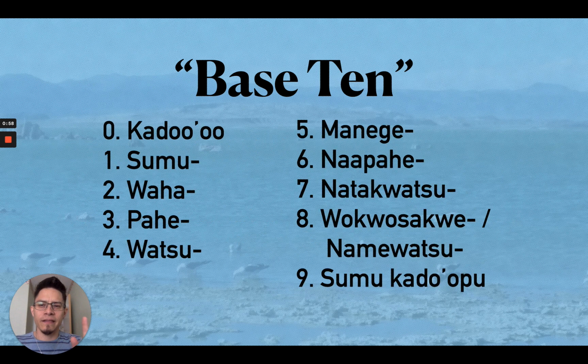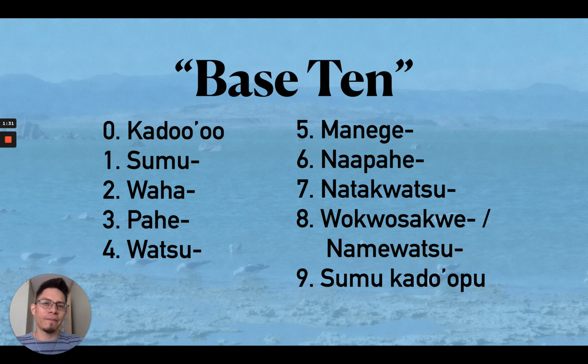But first, the base roots are what you see here, and I've already shown these in previous lessons. These are the base root numbers. Karu is just the word for 0, and then you have seme, waha, pahi, watse, manigi, na pahi, na takwatse, wokosakui, or nami watse, and finally seme karup. Those are the base 10 digits. Those are what we use to combine to form larger numbers.